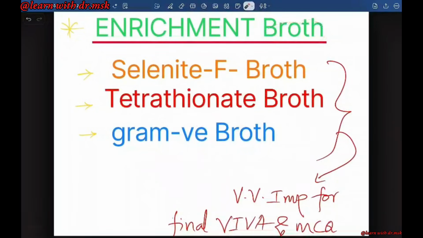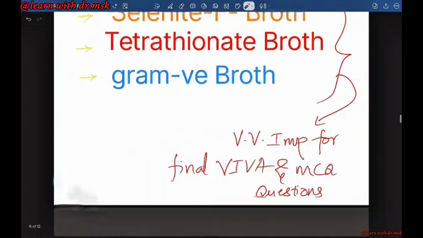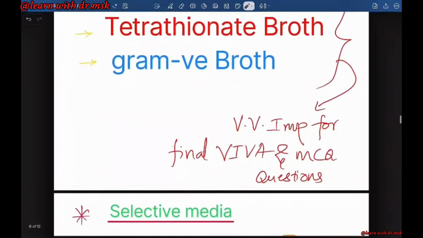Simple, that's it. Next, the enrichment broths: selenite broth, tetrathionate broth, and gram negative broth. These three are very important for the diagnosis. They can be asked as viva and in the MCQs.